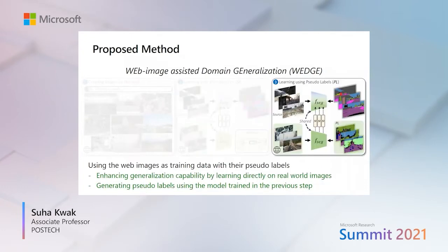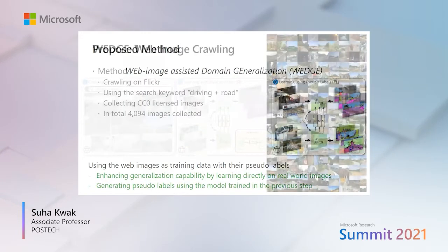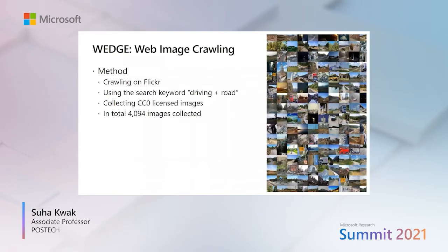In the last step, the web images are used directly for training as well as for stylization. To this end, the model trained in the second step is applied to the web images for generating their pseudo-segmentation labels. This step enhances generalization capability of the segmentation models by learning them directly on real images. Let me introduce a bit more details of each step.